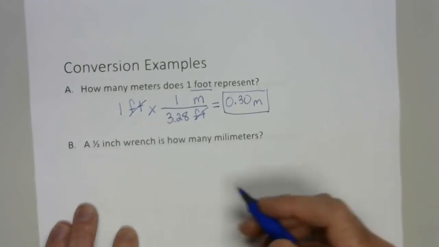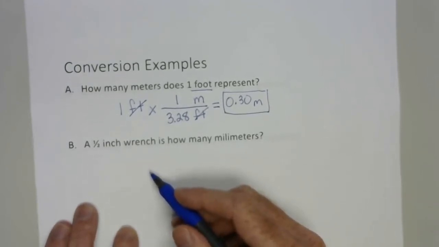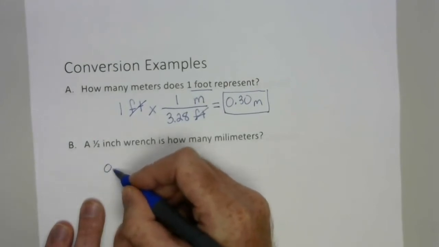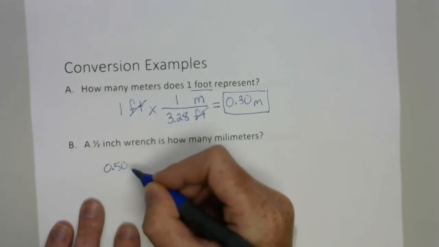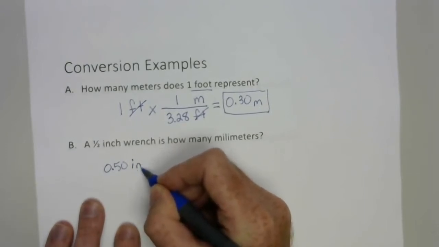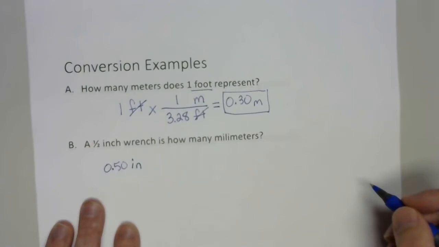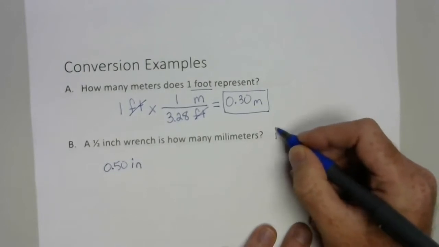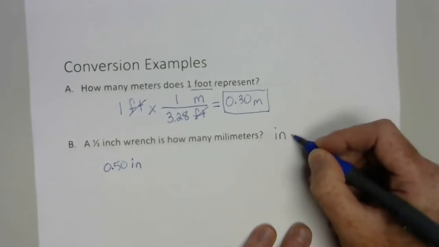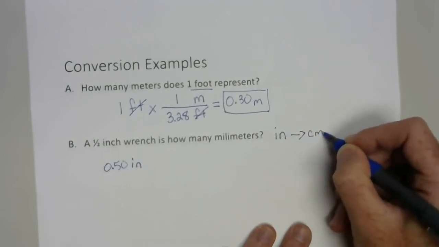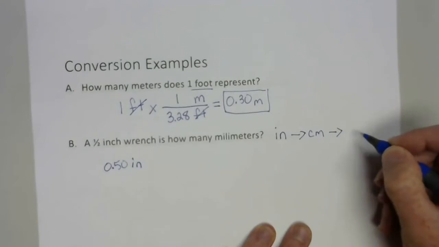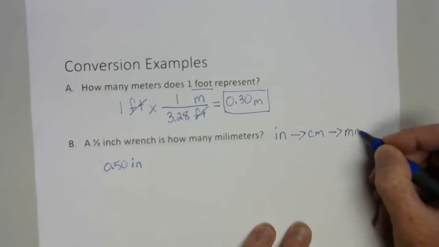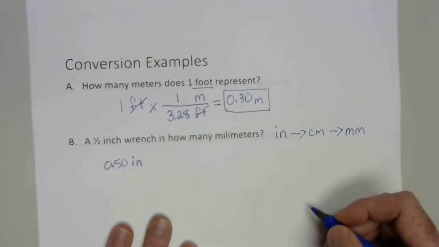Now, you can do something fairly similar with this next one. You got a 1/2 inch wrench, so we're going to express the half as a decimal, say 0.50 inches. Now we want to convert that to millimeters. Our conversion list didn't have an inches to millimeters conversion, but it did have an inches to centimeters conversion. So the best pathway may be to go from inches, convert to centimeters, and then you can use a metric to metric conversion to go to millimeters. And so we'll use that pathway.